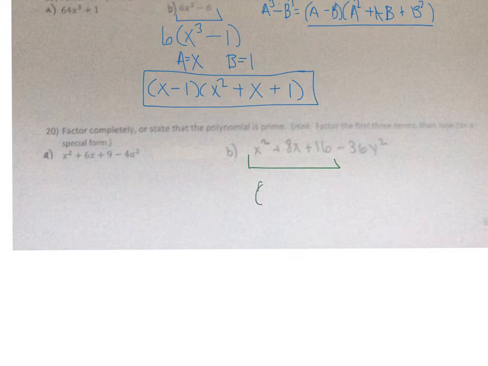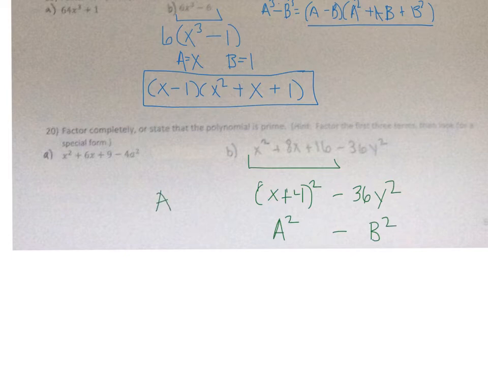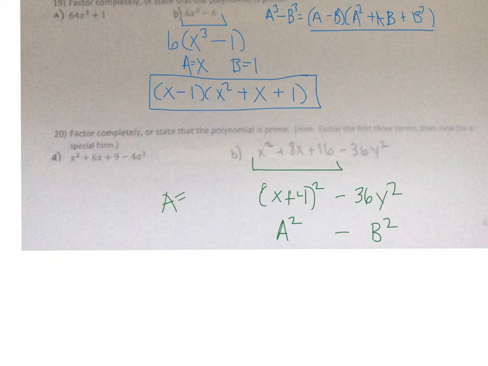So that means we would have the factor x plus 4 squared. And we're going to subtract that, x plus 4 squared, so that becomes the perfect square trinomial. Then we have 36y squared. So this is now in the form a squared minus b squared, where a is equal to x plus 4, and b is going to be 6y.